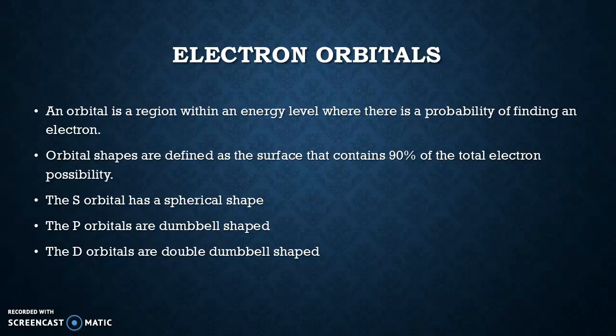So an electron orbital is like what you saw before where the energy level is. It's a region within the energy level where there's a probability of finding an electron. And orbital shapes are defined as the surface that contains 90% of the total electron probability. So that shape, and you'll see all the different shapes, means that there is a 90% chance that within that shape you're going to find the electrons. The s orbital has a spherical shape, the p orbitals are dumbbell shaped, and the d orbitals are a double dumbbell shape.